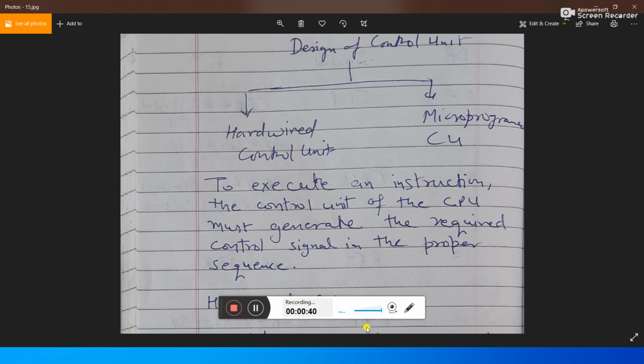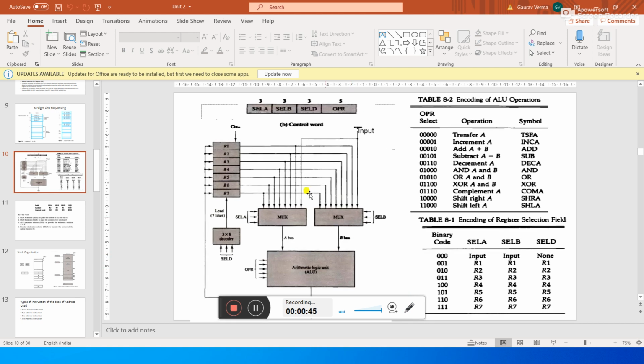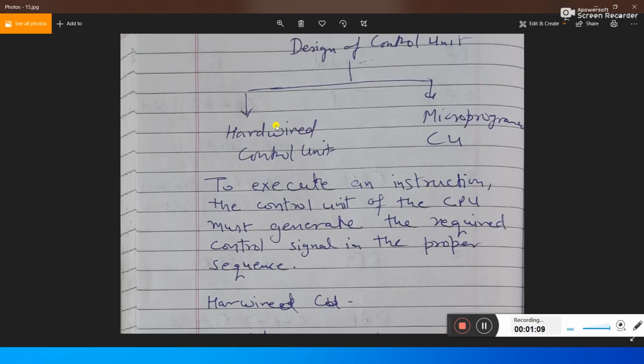I have already discussed the microprogrammed control unit. In this figure you can see the sequence generated using the operation code by the microprogrammed control unit, and for controlling the instruction, I need to generate control words using control instructions or micro instructions. We have already discussed these things, and now I will discuss the hardwired control unit.